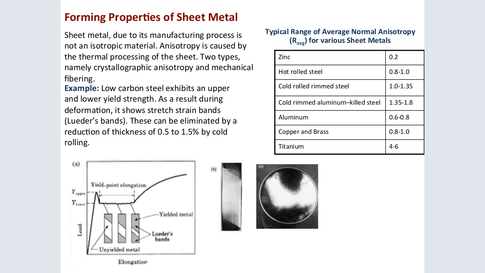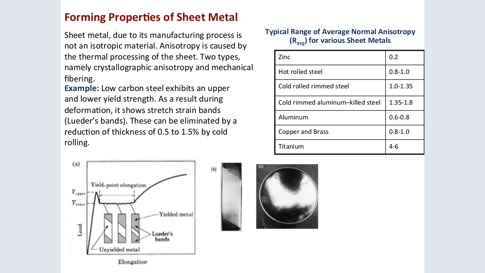Forming processes of sheet metals. So you can look at now the processes of forming. Sheet metals, due to its manufacturing process, is not an isotropic material. Anisotropy is caused by the thermal processing of the sheet. Two types, namely crystallographic anisotropy and the mechanical fibering. So an example is here of such a forming process.